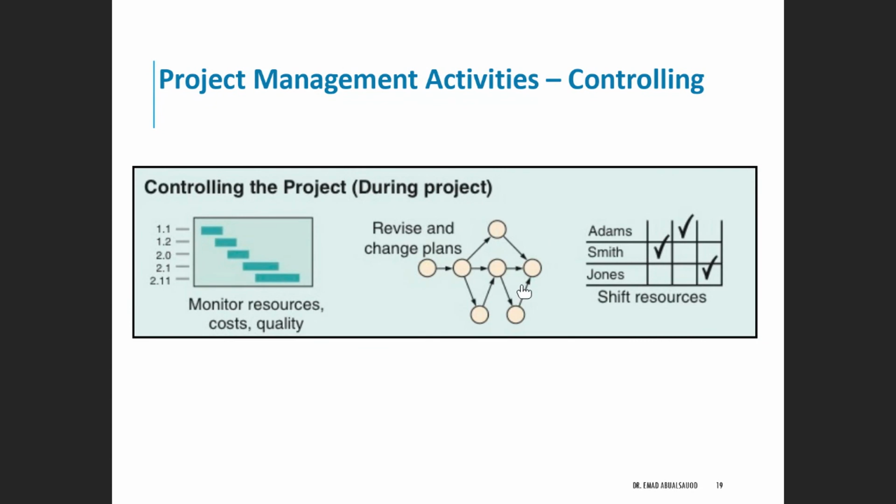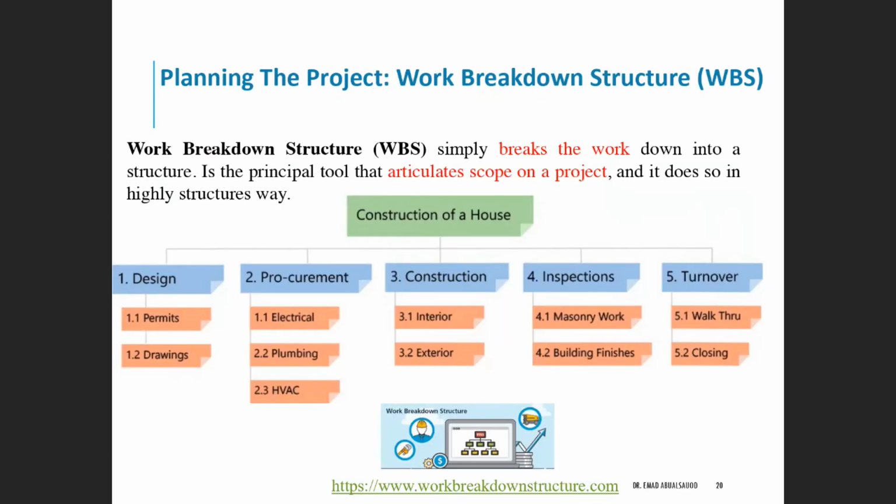Revise and change plans if some of the plans you have set from the beginning, for some reason, something happens, like an incident. For example, some projects during the COVID-19 pandemic were delayed and postponed. So these things were out of control. So you have to revise and change your plans and adjust accordingly. Also shift resources if needed based on the plan changes. So this usually happens during the execution of the project.